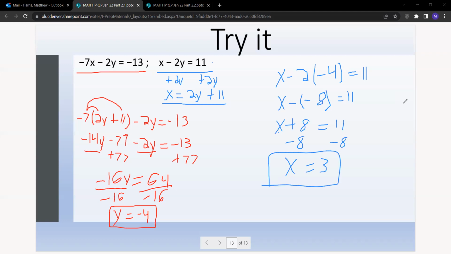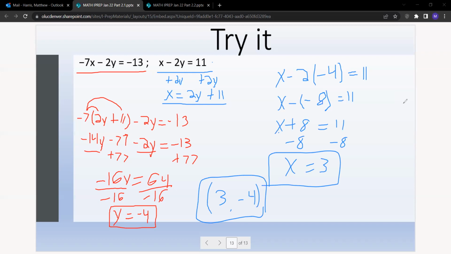So we have y equals -4, x equals 3. And if we want to put those together, we can put (3, -4). All right, so that is the end of solving for two variables.